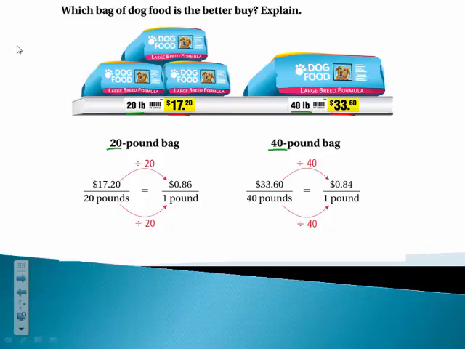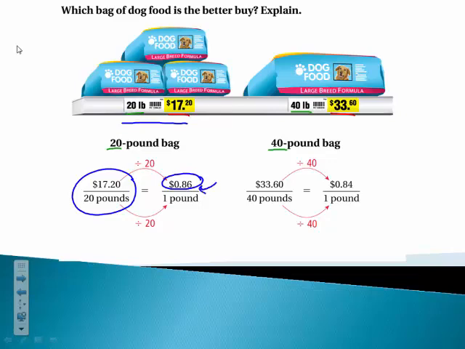So if you notice, we set up a rate for the first bag, which is $17.20 for 20 pounds. That's what it gives us right up here, $17.20 for 20 pounds. And then we divide the denominator and the numerator by 20 to make it a unit rate. So that tells us that it only costs 86 cents for each pound. So now we're not done. This is almost like a 3-step process. We have to simplify the first one to get at how much it is each pound, which is 86 cents.